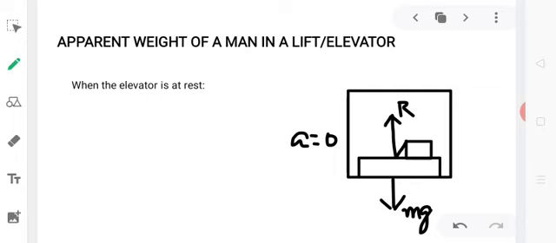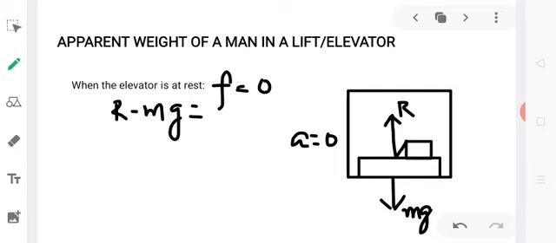Let's begin with the first one, when the elevator is at rest. Then acceleration of the person is equal to 0. Net force on the person F will be equal to 0. Therefore, R minus mg will be equal to 0. So we can write R equal to mg. That is, apparent weight is equal to the actual weight of the person.